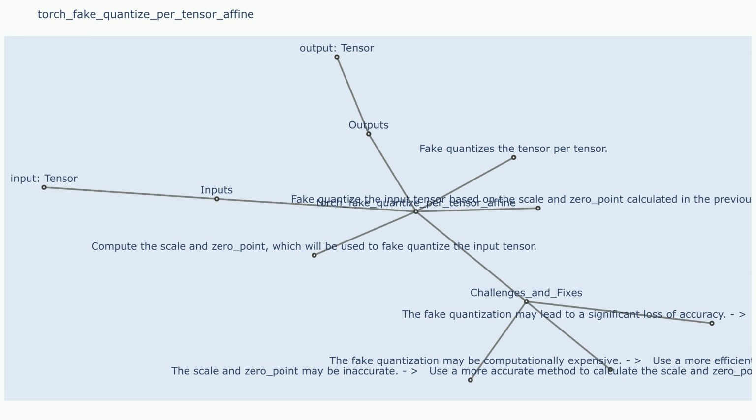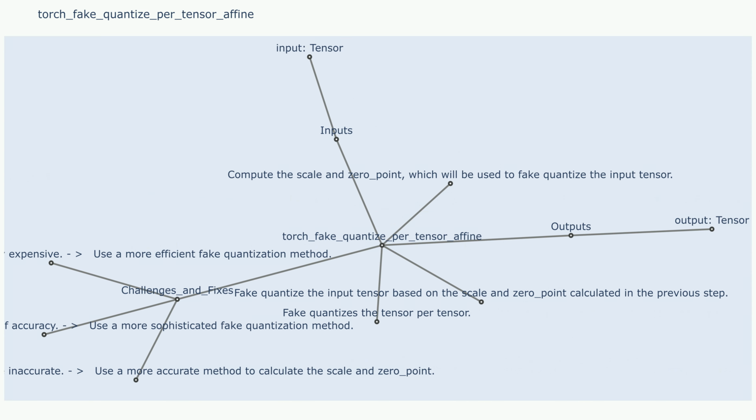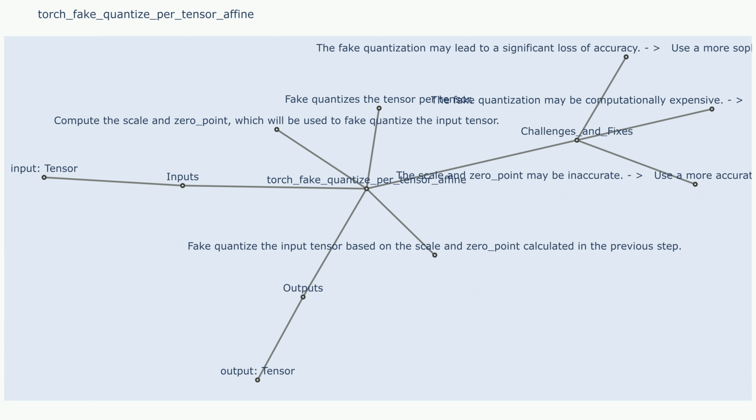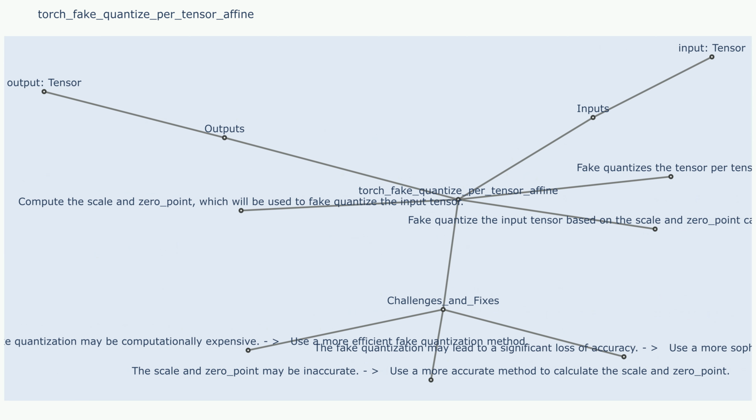Torch. Fake quantize per tensor affine. Description. This function implements the per tensor affine quantization of an input tensor. This means that the same scale and zero point are applied to all elements of the tensor. The scale and zero point are calculated based on the input tensor's minimum and maximum values and the desired quantization range. The output is a quantized tensor with the same shape as the input tensor.